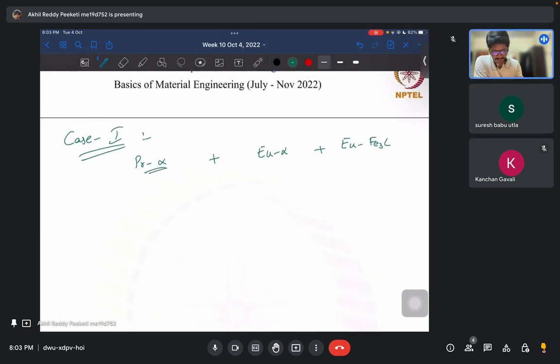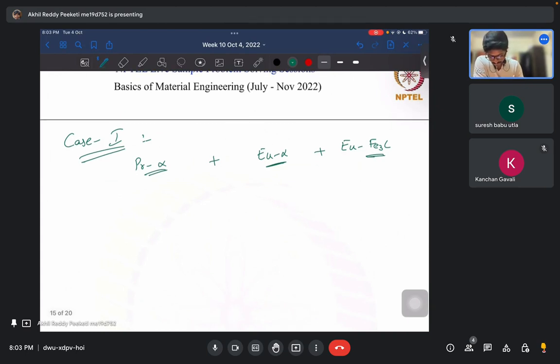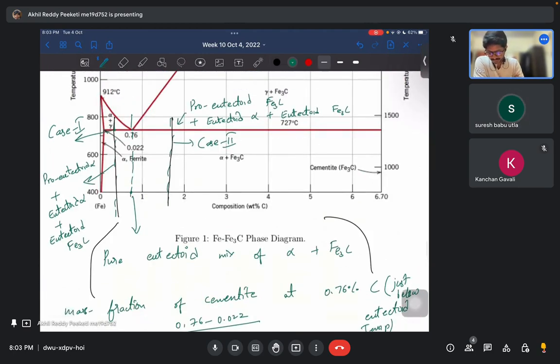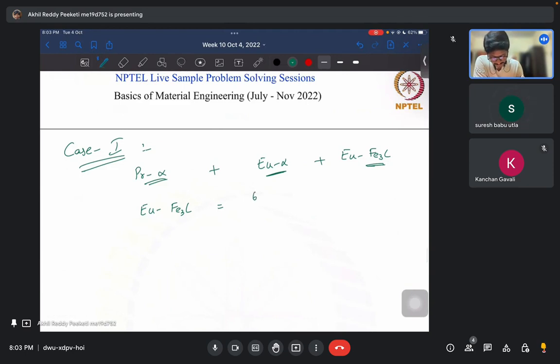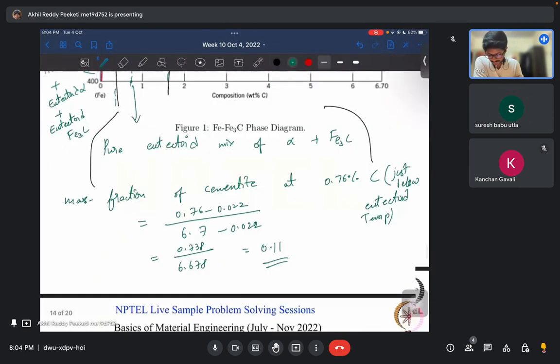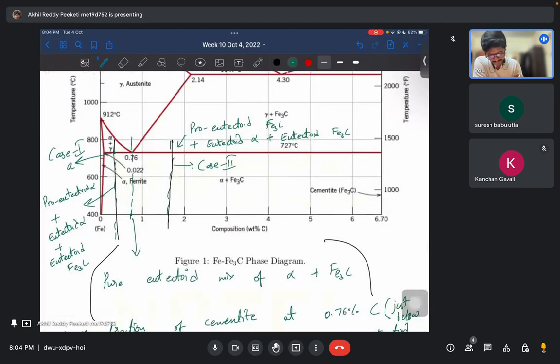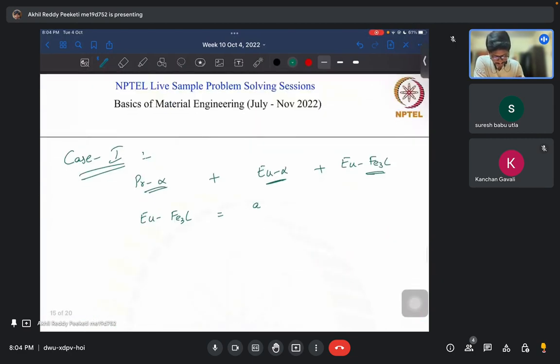Because we have only pro-eutectoid alpha, eutectoid alpha and eutectoid cementite on the left, how can we get the eutectoid cementite? We can directly draw just below the point, right? So that would be 6.7. We take that point as composition A. So A minus 0.022 by 6.7 minus 0.022, correct? Because the pro-eutectoid is just alpha, we don't need to worry about it.